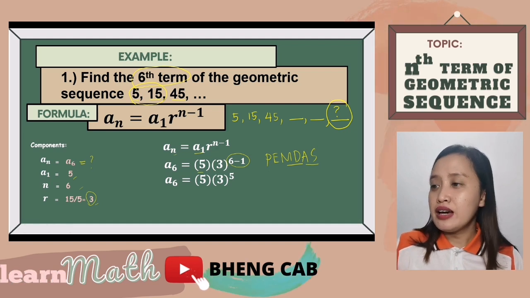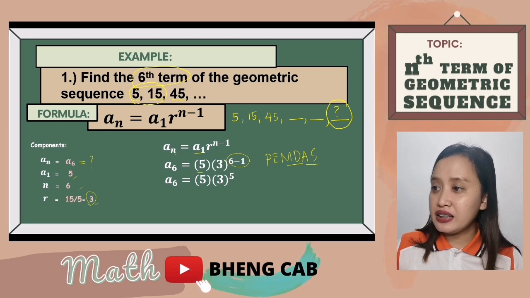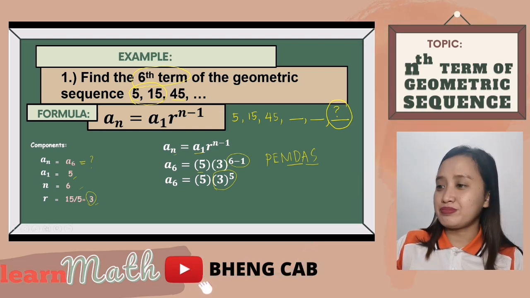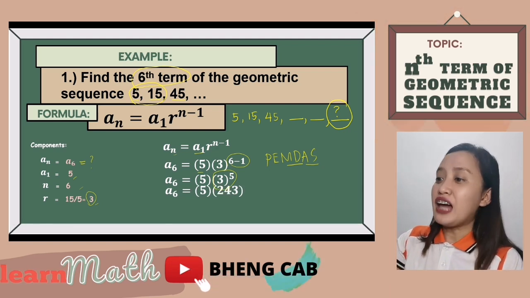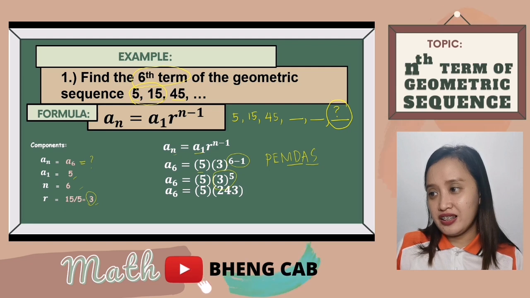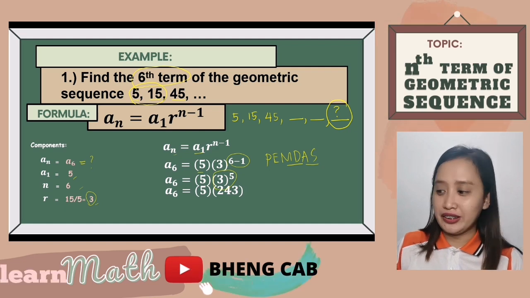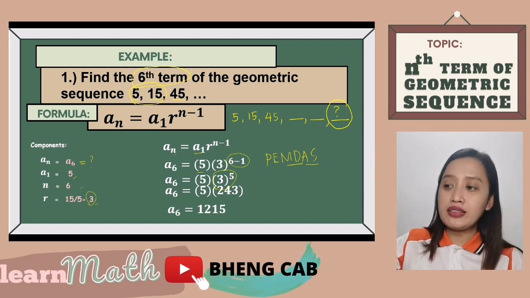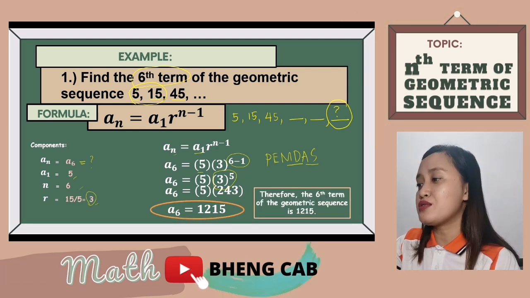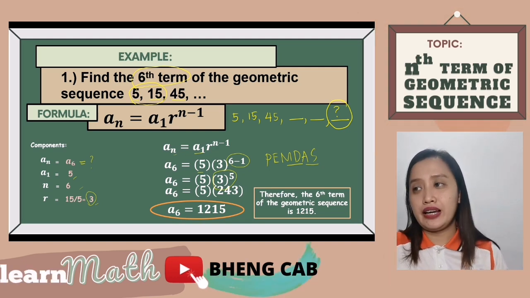Okay? So, the next thing na gagawin natin, hindi pa rin yung 5 times 3. Ang kailangan natin i-simplify dito sa susunod is this. 3 raised to 5. Okay, so a sub 6 equals 5 times 243, kasi 3 raised to 5 is 243. And after this, dito na natin pwedeng i-multiply yung 5 and 243. And that gives us a sub 6 equals 1,215. Okay, therefore, we have the sixth term of the geometric sequence is 1,215. So, ganun lang kasimple. Okay, let's try another one.